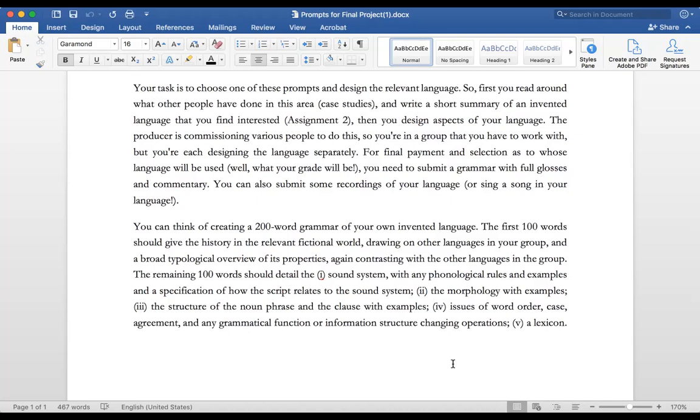The remaining 100 words should detail the sound system. So, what phonology you used, the morphology. So do you have compounding in your language? Do you use agglutination? Do you use noun incorporation? Is your language really simple with absolutely no conjugations and inflections? The structure of the noun phrase.